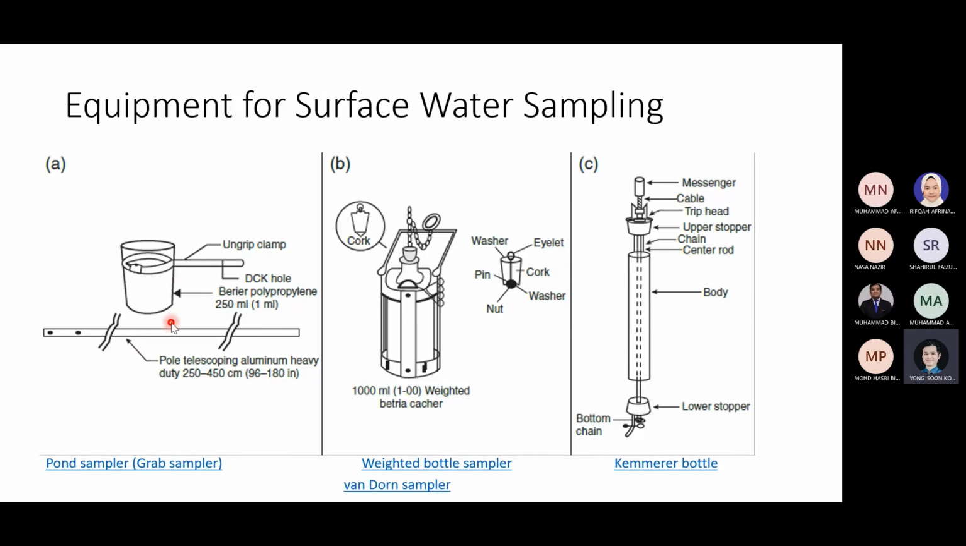Now, this one can be used, but rarely used, because it does not actually sample water from a deeper strata. So you can say this one is for shallow rivers. Not many people are using it.